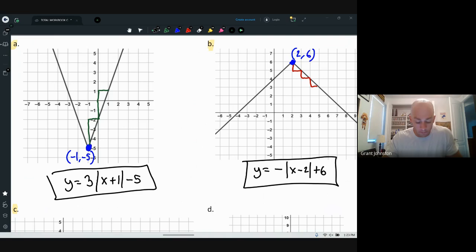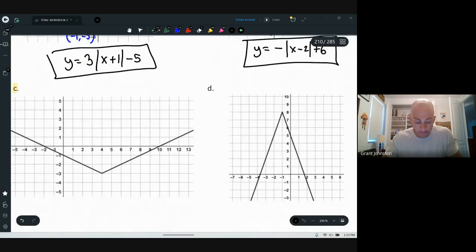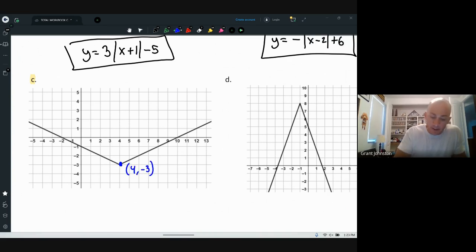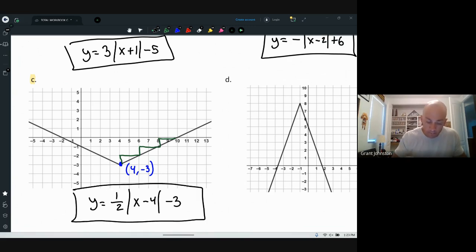Let me show you one more. The vertex here looks to be at 4, -3. And the slope of this one seems to be going up 1/2, up 1/2. So y equals 1/2, positive, right? It's opening up. x, the opposite of the 4, so subtract 4, and then -3. So I'll let you do the rest.